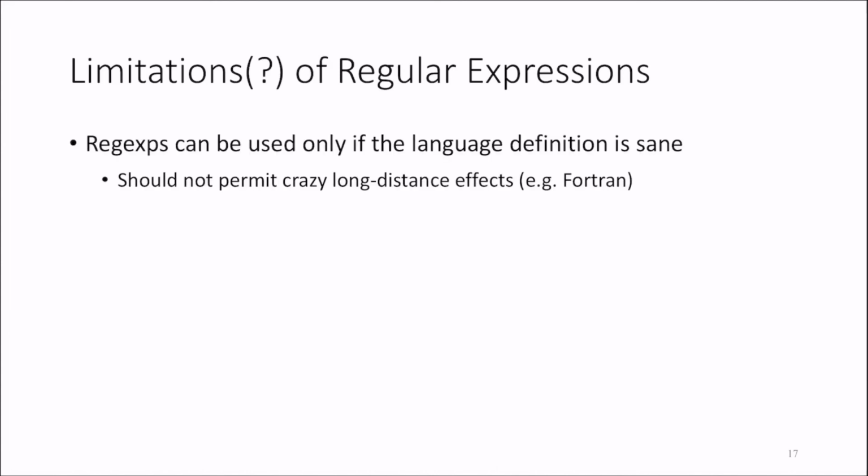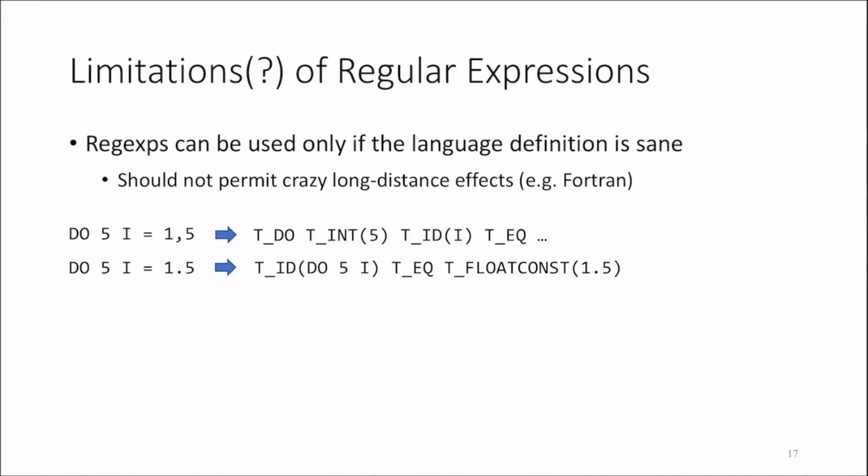However, there are some so-called limitations. Regular expressions can only be used if your language definition is sane, so that you are providing a language specification where the tokens are defined in some limited way. Not every possible token can be defined. One example comes from Fortran, where it's very difficult to write a regular expression to capture the craziness that you can do. Here, the only difference between these two statements in Fortran is that I've changed a comma to a dot.